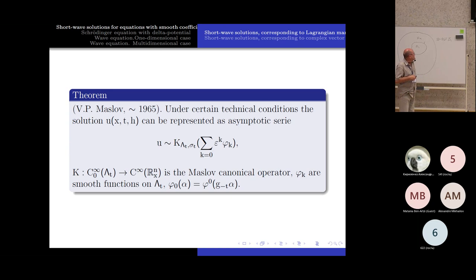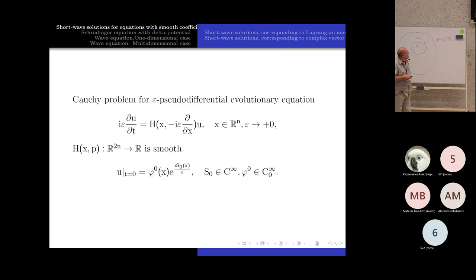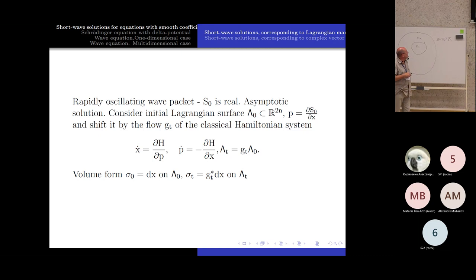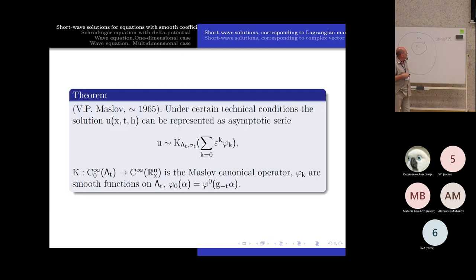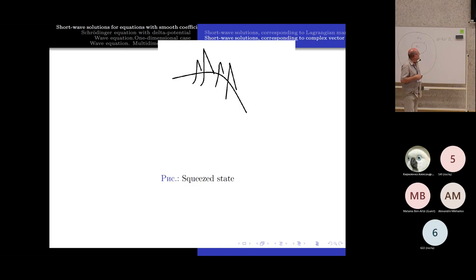So we'll have a function of X and T. And we have to apply this operator to a formal sum, which is written down here. This sign means the asymptotic series. And the functions phi K are defined by certain explicit formulas. For example, if we are interested in the main part of the asymptotic solution, the leading part, then we have to do simply the following. We have to consider the initial function phi naught, which is the initial condition, and of course think about this function as a function on the initial Lagrangian surface. We have to shift this function along the classical trajectories.